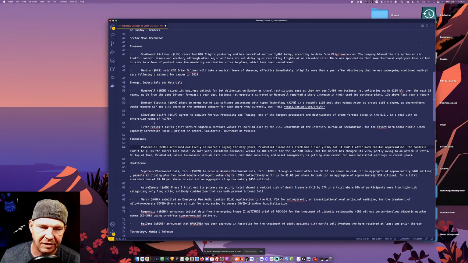Some other news that I found interesting. Cleveland Cliffs agrees to acquire Ferrous Processing and Trading, one of the largest processors and distributors of ferrous scrap metal in the U.S. So steel, right? If there's any steel news, CLF should be the play.